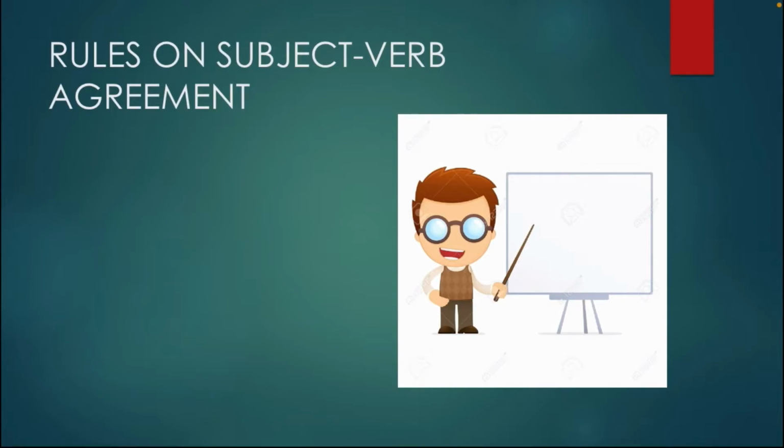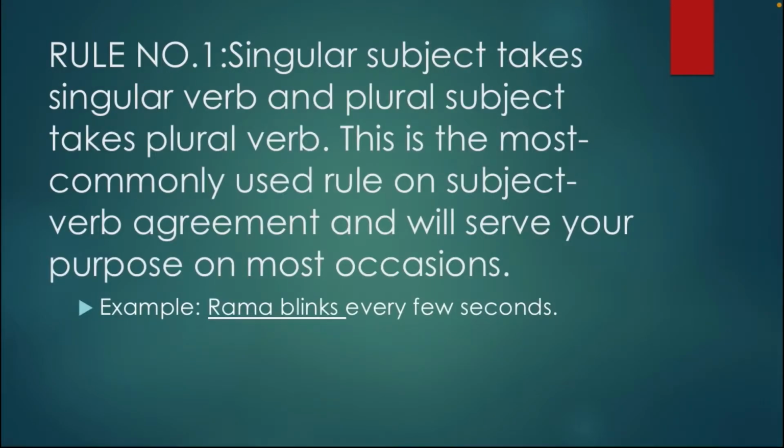Now for our topic, subject-verb agreement. Rule number 1. Single subject takes singular verb and plural subject takes plural verb. This is the most commonly used rule on subject-verb agreement and will serve your purpose on most occasions. For example, Rama blinks every few seconds. So the subject is Rama and Rama blinks every few seconds.